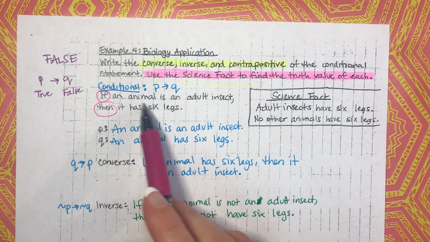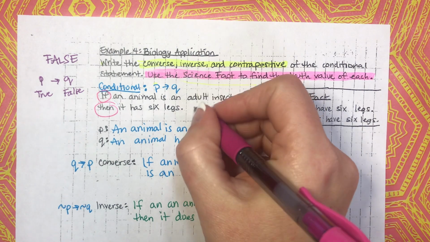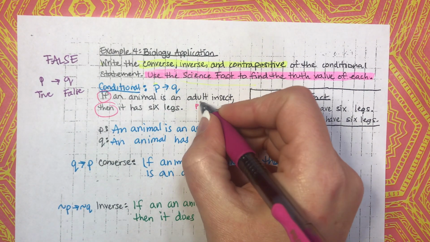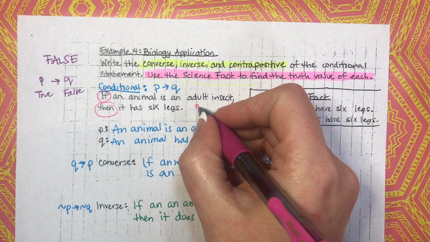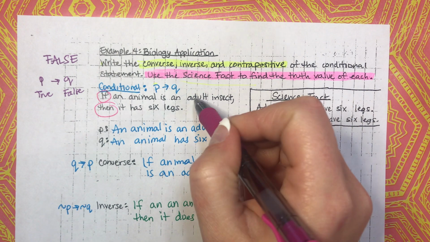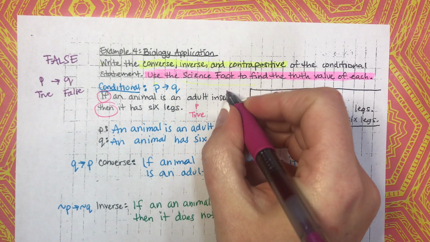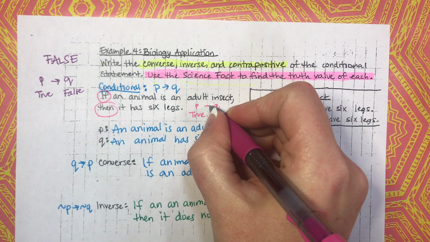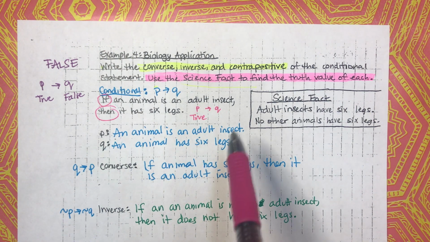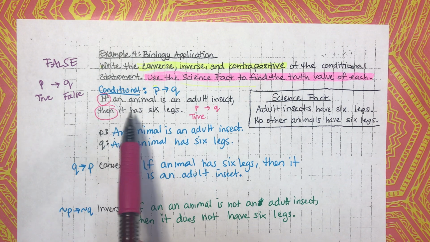So let's go ahead and look at the truth value. It says, if an animal is an adult insect, then it has 6 legs. So what is the truth value of the hypothesis? The hypothesis is that we have an animal that's an adult insect, and that is true. So if this is true, what about the conclusion? If the animal that we have is an adult insect, what about then it has 6 legs?